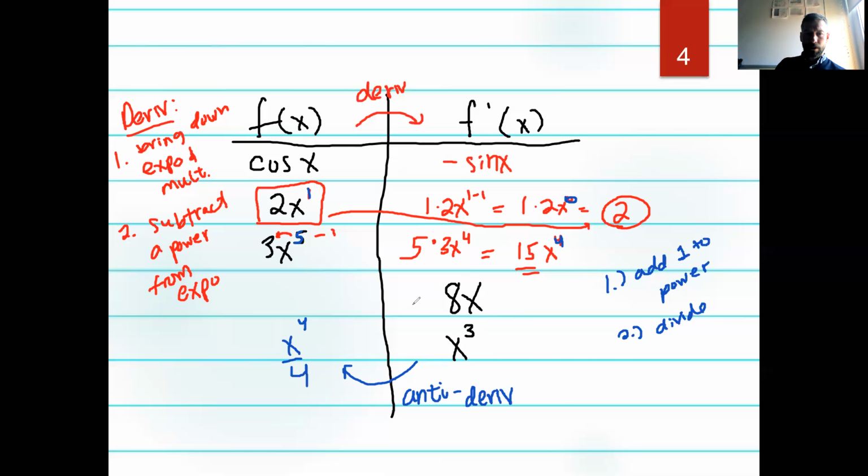Let's try this with the 8x. First, let's add a power of 1. It was x to the 1st, so if I add a power there, that becomes x squared. We'll keep the 8 on there, and then we'll divide by whatever that power was. In this case, I'm going to divide by 2, which gives me 4x squared. Let's see if that works. If I bring that 2 down, do I get 8? Yep. If I subtract 1, do I get 1? Yep. So this would be what I needed to start with in order to get that 8x.